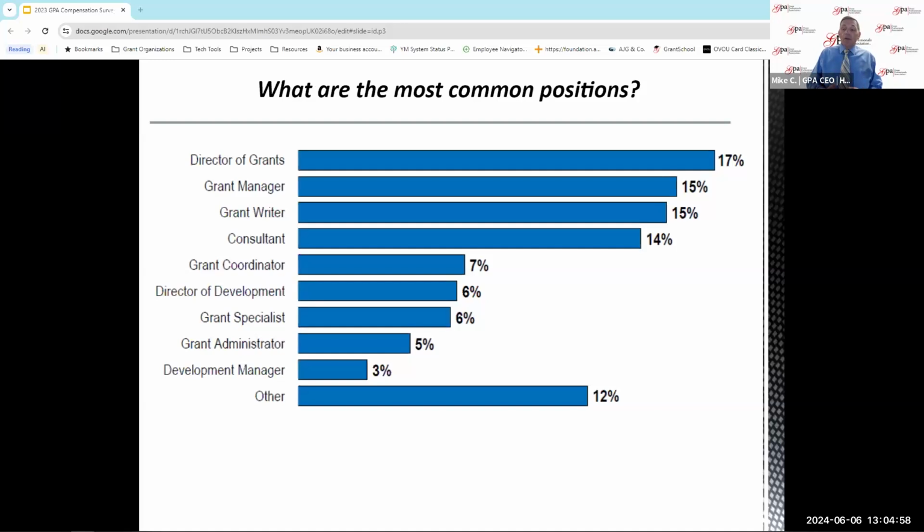Now let's get to some of the meat of this presentation: who are the people that filled out the survey, and what are the most common positions held, based on the data collected in the survey. You'll note that Director of Grants, Grant Manager, Grant Writers, and Consultants are the top four. Then we get into Grant Coordinators, Grant Specialists, and Directors. We also collected information about some other titles, and you'll see that a little later on. But these are the top titles used by individuals who responded to the survey this year.